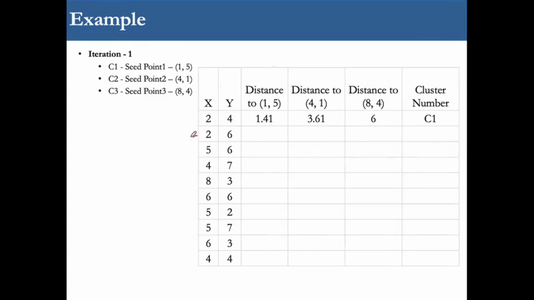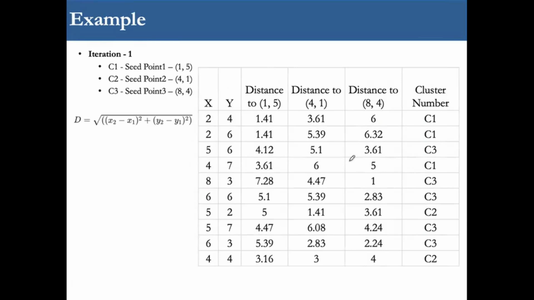Similarly, we need to find for all other data points, and I fill up the table. This is the final table. Now, when you consider here, the first data point belongs to C1, the second belongs to C1, the third belongs to the C3 cluster, the fourth belongs to C1, and so on. Certain data points are clustered to one cluster and other data points are clustered to the second cluster and the third cluster.